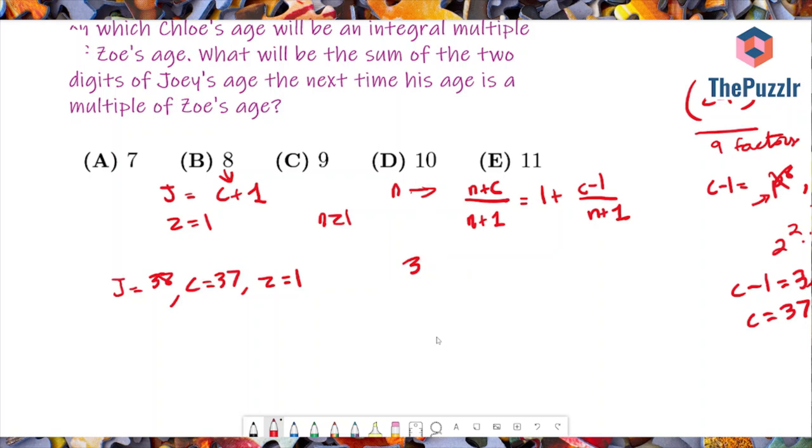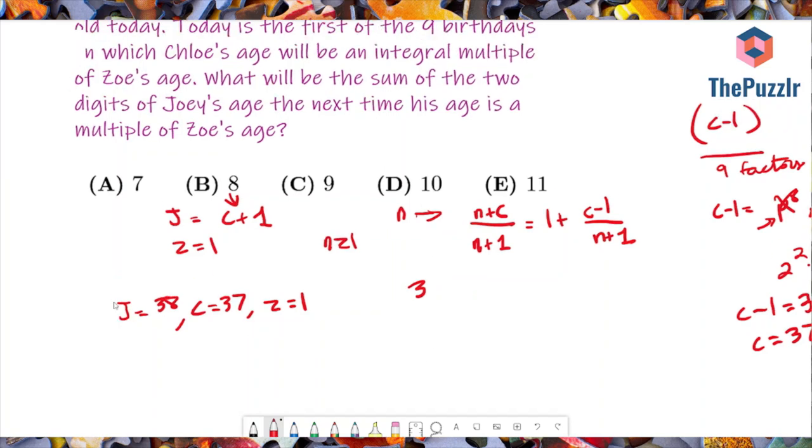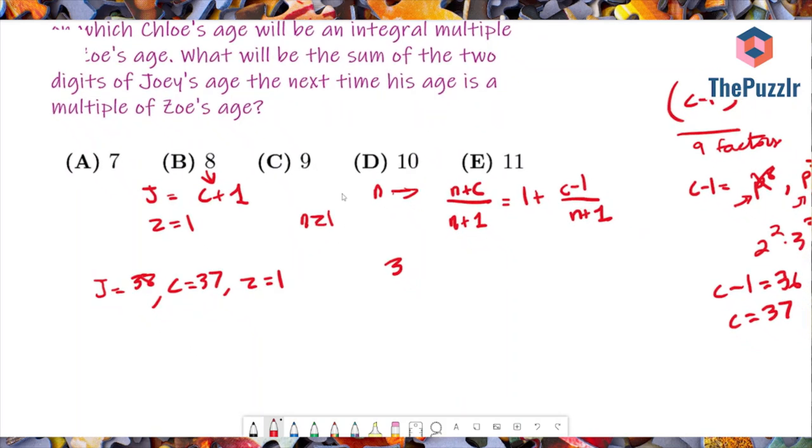What is the problem asking next? Let's go back to the problem. It's asking what is the sum of the two digits of Joey's age the next time his age is a multiple of Zoe's age. Okay, so after k years, let's use different variables, 38 plus k over 1 plus k should give us an integer. When is this going to give us an integer? Well, the difference between the top and the bottom is 37, because 38 plus k minus 1 minus k gives us 37.